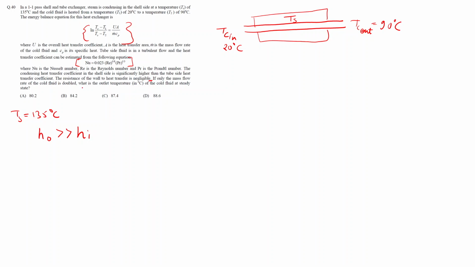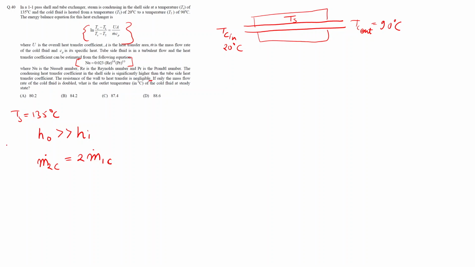And the mass flow rate of the cold fluid is doubled. That is for the second case. Let's just consider m2,c for the cold fluid is twice the cold fluid mass flow rate in the first case. So this is all the information we have been given.